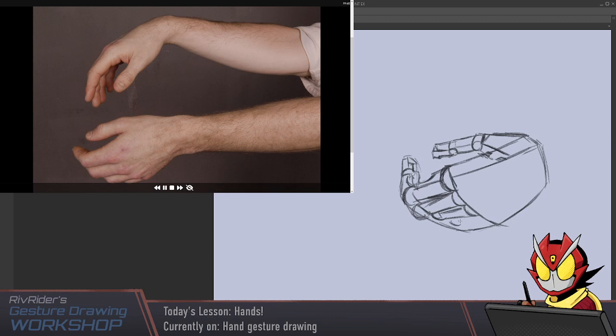So the curve might be very dramatic. Might be more dramatic than you might be expecting for the hands to follow. Keep that in mind.